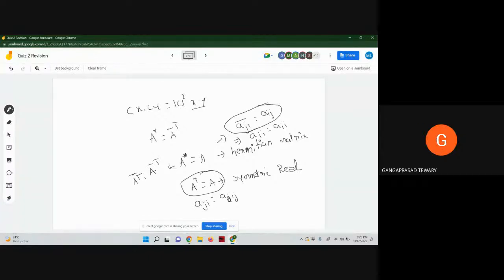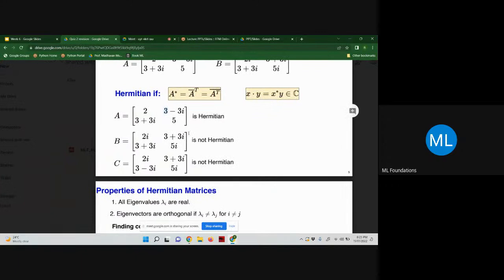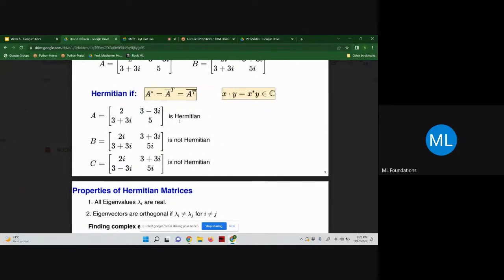The other thing you said is that they should be conjugate to each other. Yes, so basically A21 will be A12 conjugate, the opposite elements. In this particular case, 3 plus 3i is the conjugate of 3 minus 3i. So the elements which are not on the diagonal should also have a conjugate in the opposite position. Clear?